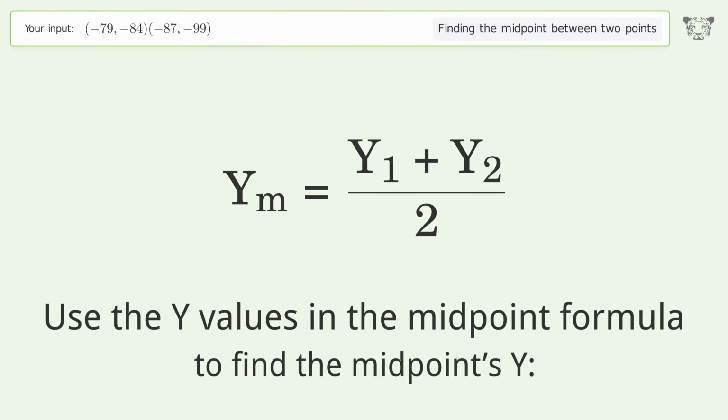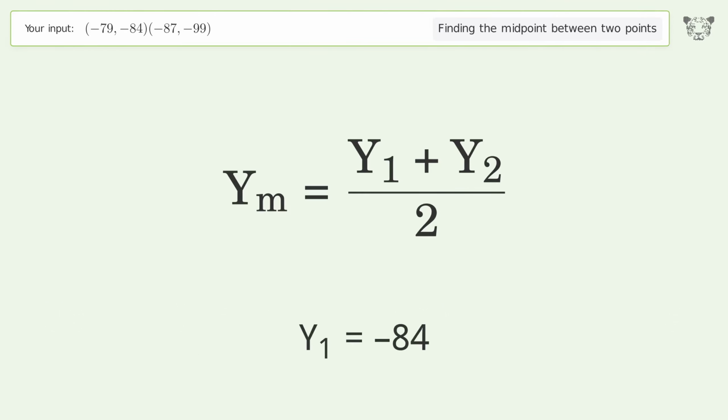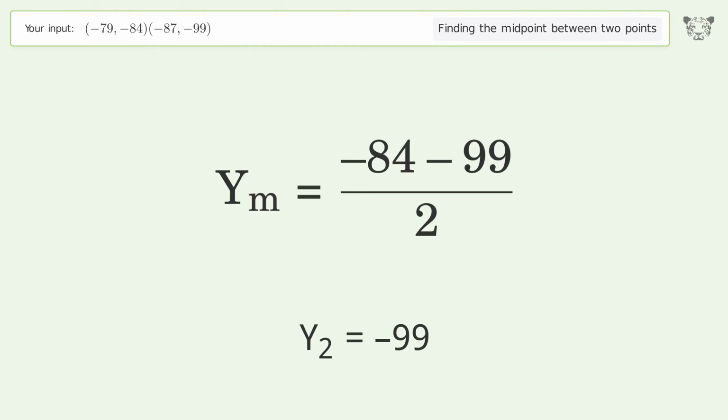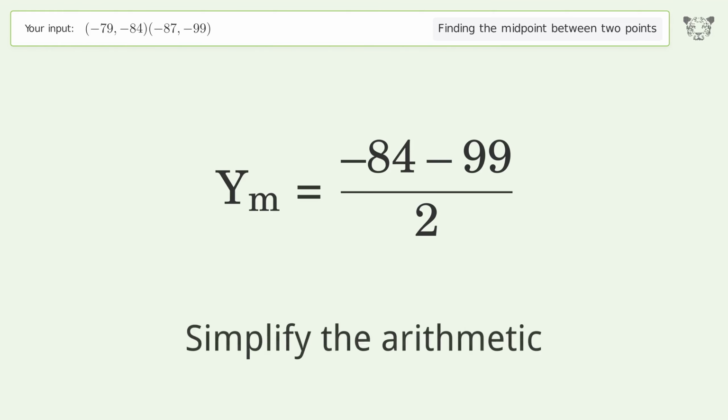Use the y values in the midpoint formula to find the midpoint's y. y1 equals -84. y2 equals -99. Simplify the arithmetic.